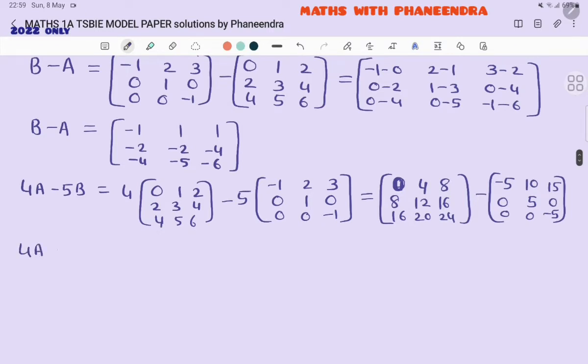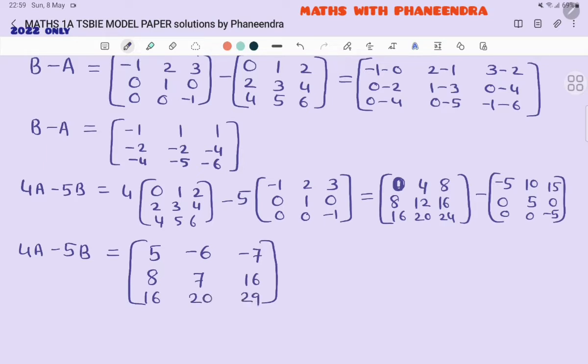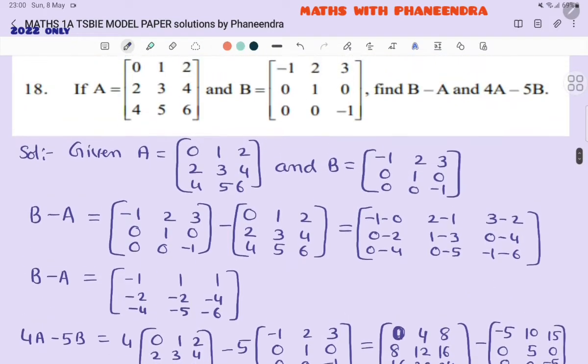So 4A minus 5B is equal to 0 minus of minus 5, 5, 4 minus 10, minus 6, 8 minus 15, minus 7, 8 minus 0, 8, 12 minus 5, 7, 16 minus 0, 16, 16 minus 0, 16, 20 minus 0, 20, 24 minus of minus 5, 29. This is about 4A minus 5B and B minus A.